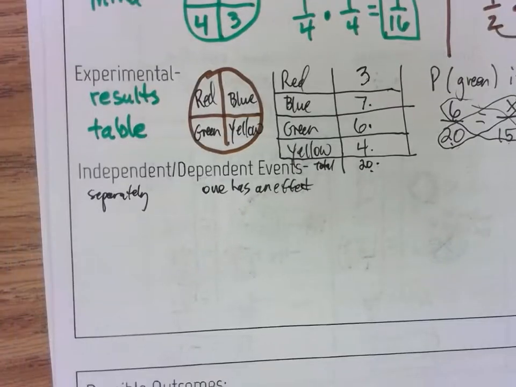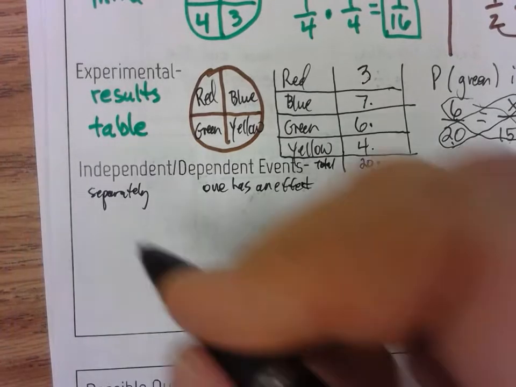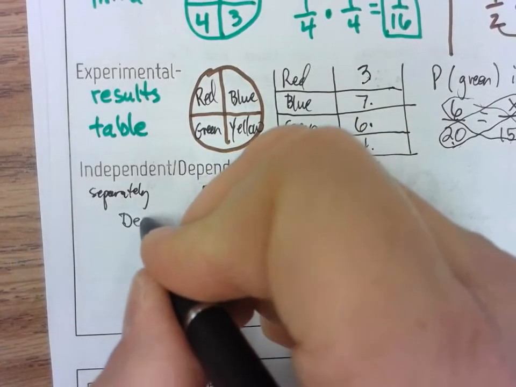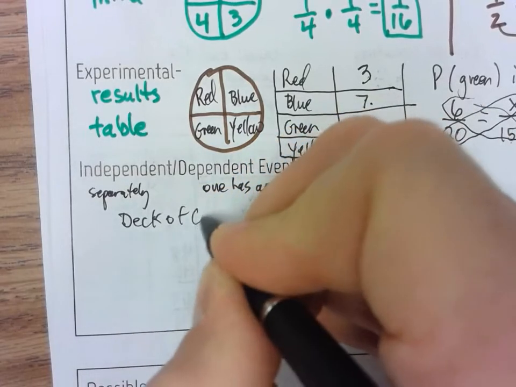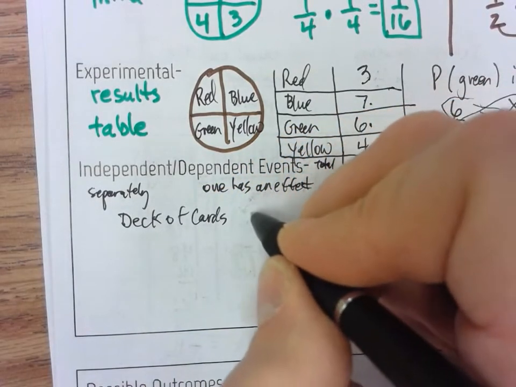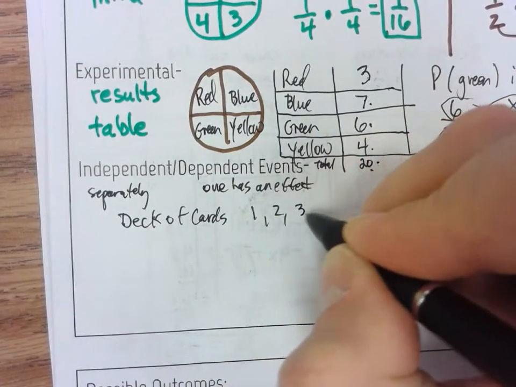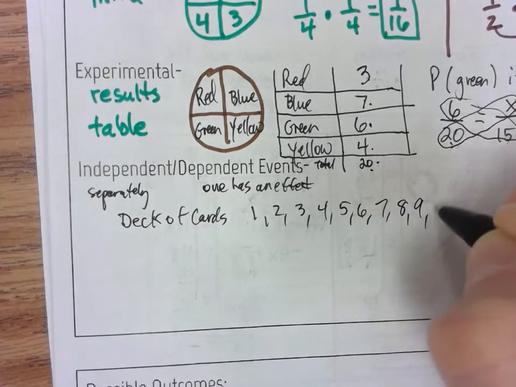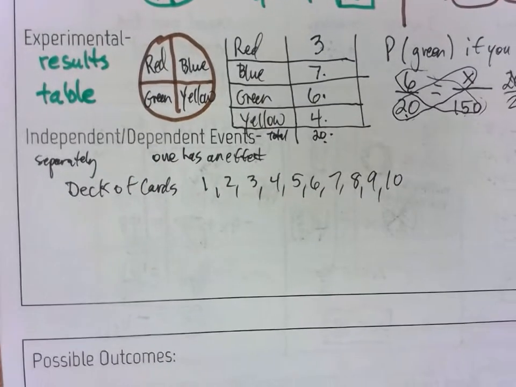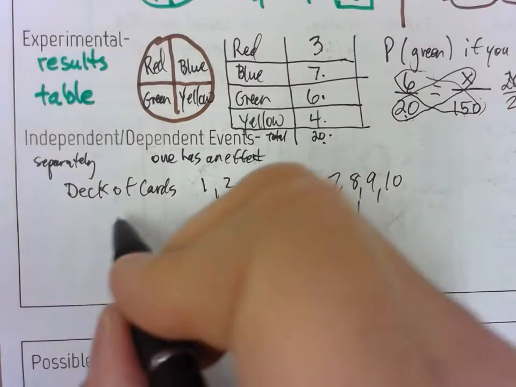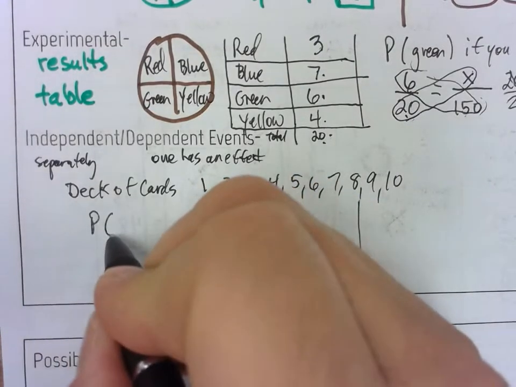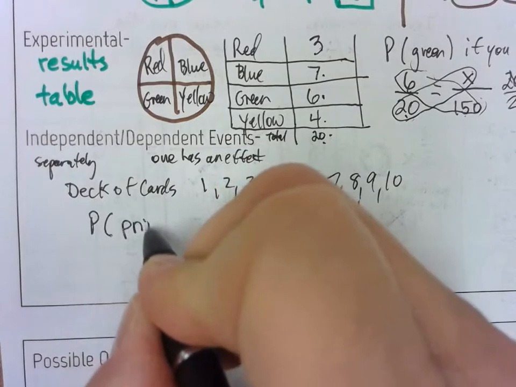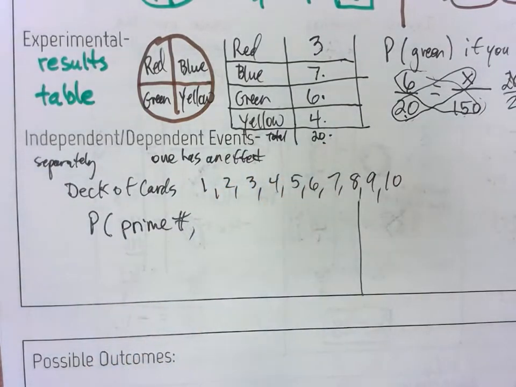All right, now let's do an independent one first, all right? So let's say you've got a deck of cards, and your deck of cards is numbered 1 to 10. So we got 1, 2, 3, 4, 5, 6, 7, 8, 9, 10. All right, so we've got our deck of cards, and all those are numbered 1 to 10. That's what we're doing here. What is the probability of getting a prime number and then drawing out a number greater than 3?